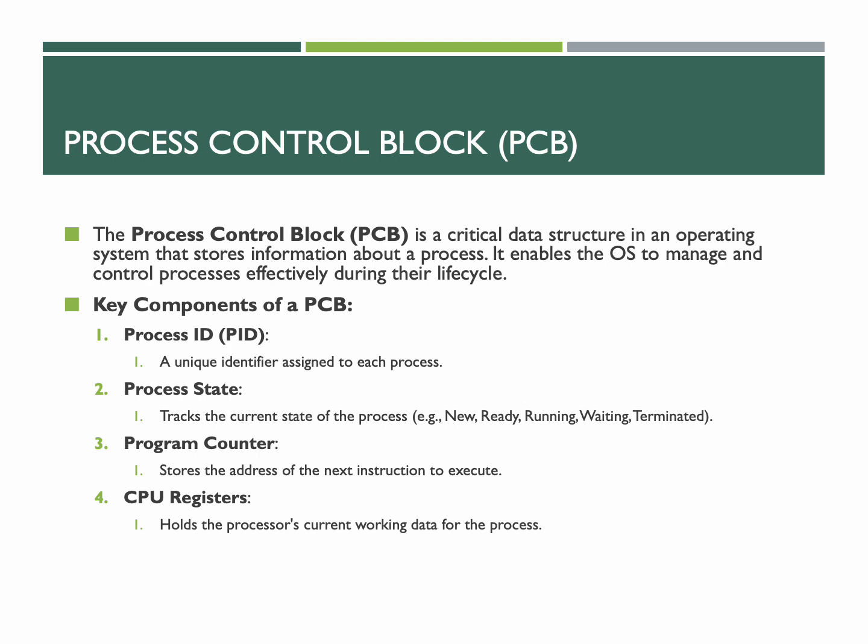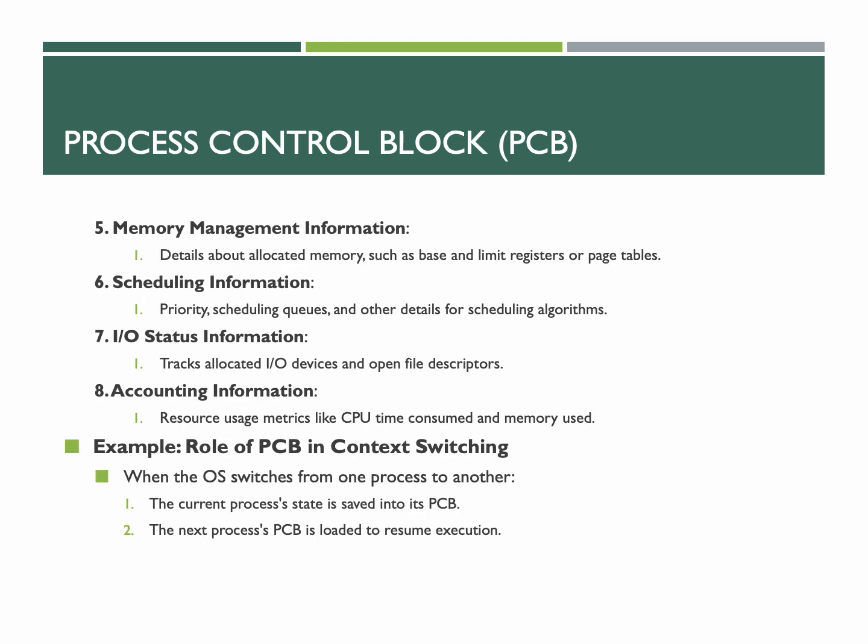So the PCB acts like a snapshot of a process, holding everything the OS needs to manage it efficiently. Without the PCB, processes could not be paused, resumed, or switched seamlessly. Okay, next is memory management information. This includes details about the memory allocated to the process, such as base and limit registers or page tables. It ensures the process has access to the memory it needs while preventing unauthorized access to other processes' memory.